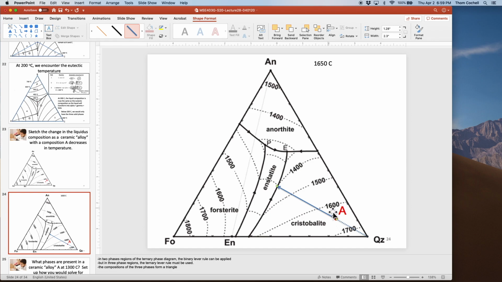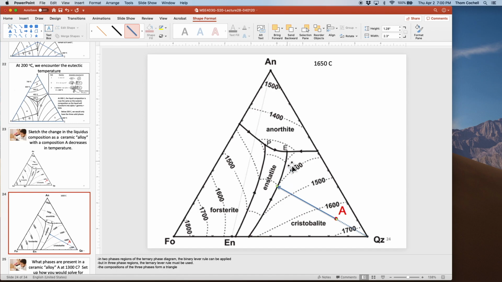Basically from 1650, we're going to start to form the solid phase cristobalite. So liquid goes to cristobalite plus a second liquid, and that's going to go until we get to 1400 degrees Celsius. That's the point at which we reach this boundary curve, and so something else is going to happen. At that point, the boundary curve serves as the new liquid composition line, so it's going to switch and go towards E here, because we now have this new En phase that forms, and the liquid will follow this path.